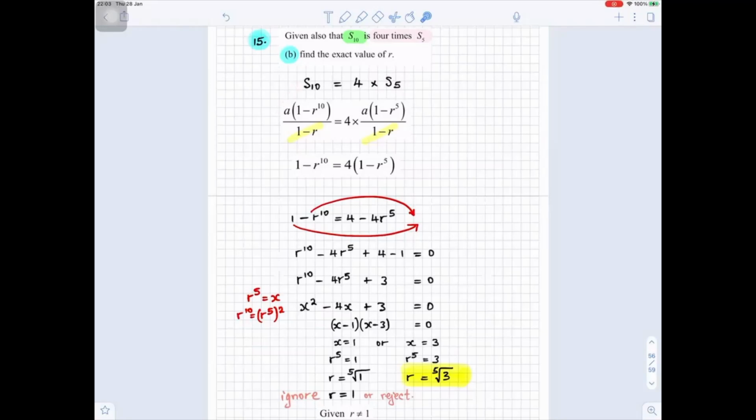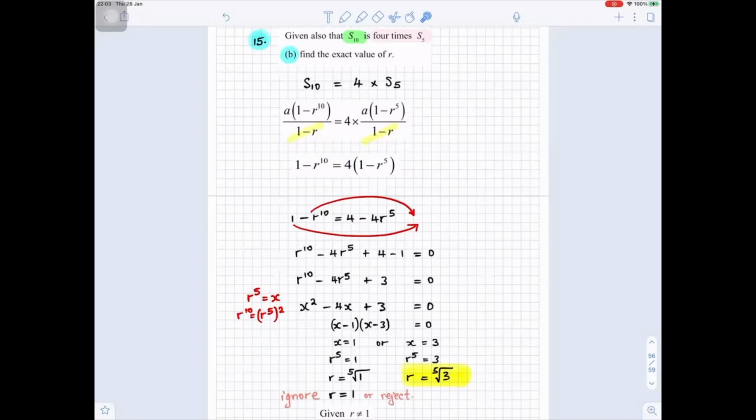1 minus r to the 10, because n is 10, over 1 minus r, is equal to 4 times a bracket 1 minus r to the 5, because it's 5 terms, over 1 minus r. So we look on the left-hand side and the right-hand side. What can we cancel out? 1 minus r on the left cancels 1 minus r on the right. A cancels on the left and on the right. So we're left with 1 minus r to the 10 and 4 bracket 1 minus r to the 5.